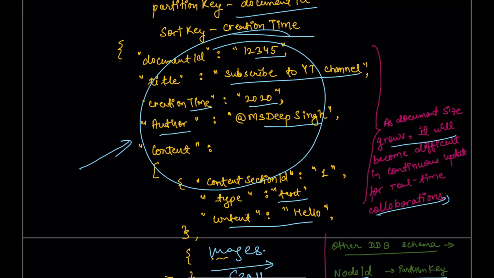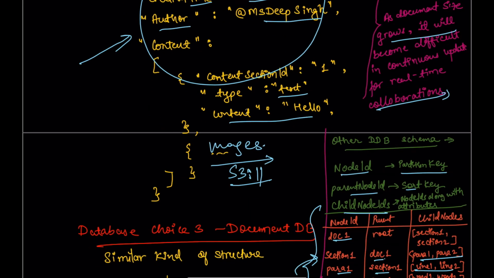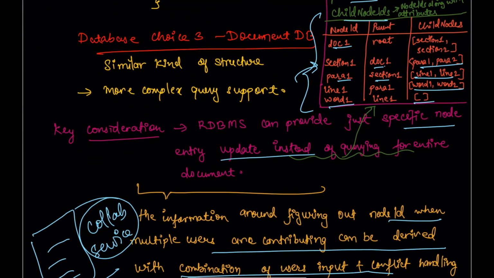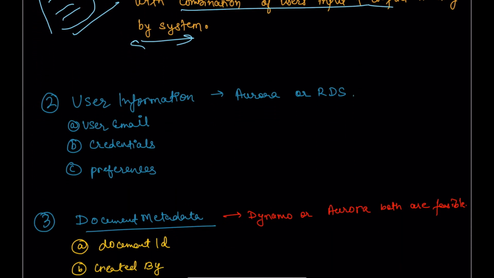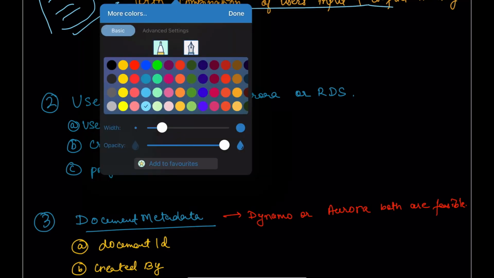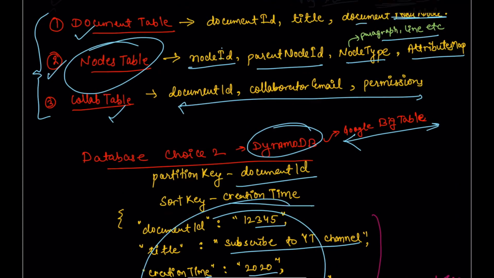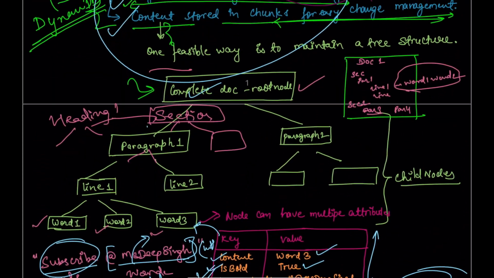And don't forget to add your suggestion in the comments, like which database you think is a better choice here for solving this use case. Now let's quickly discuss our other use cases, which are kind of shorter. This was the most important one, how you will actually dump the document in your database.